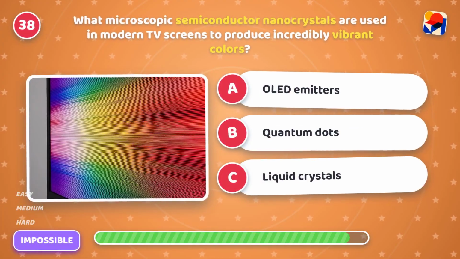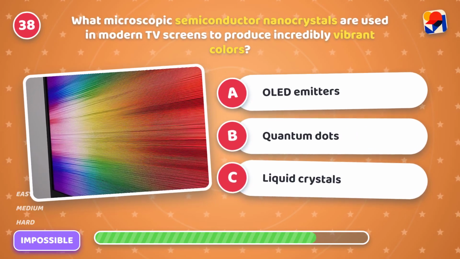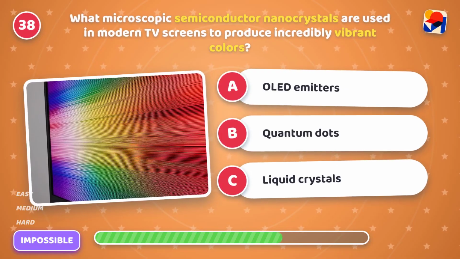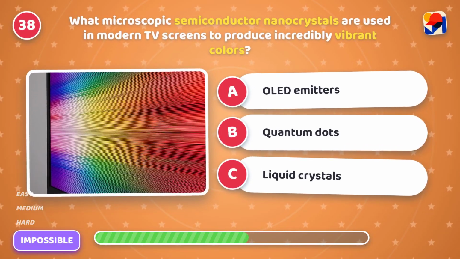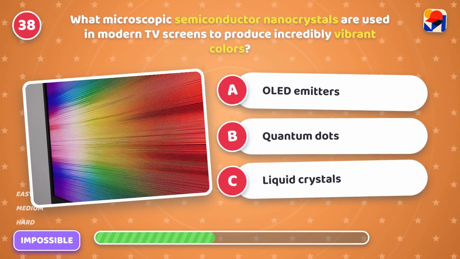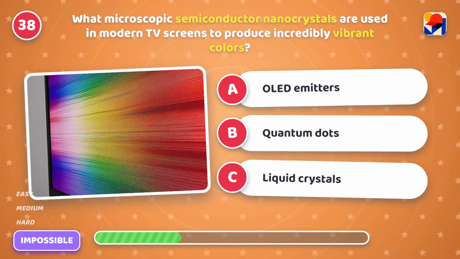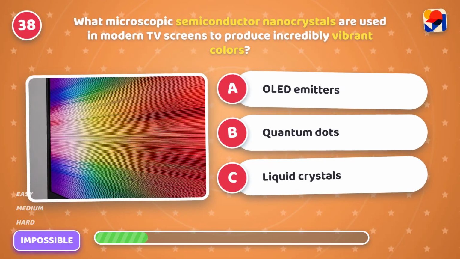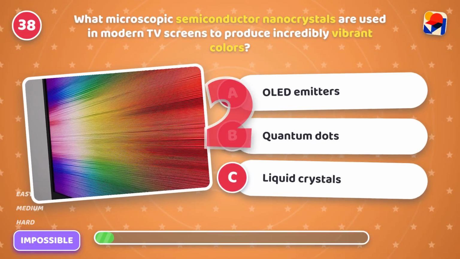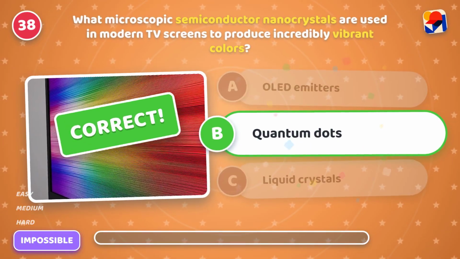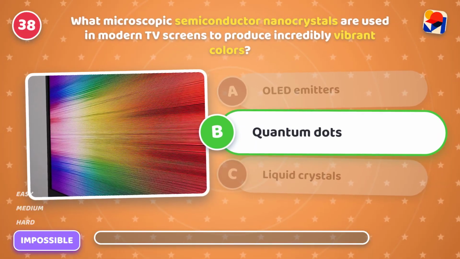What microscopic semiconductor nanocrystals are used in modern TV screens to produce incredibly vibrant colors? Is it A, OLED emitters, B, quantum dots, or C, liquid crystals? It's B, quantum dots. They glow with precision.